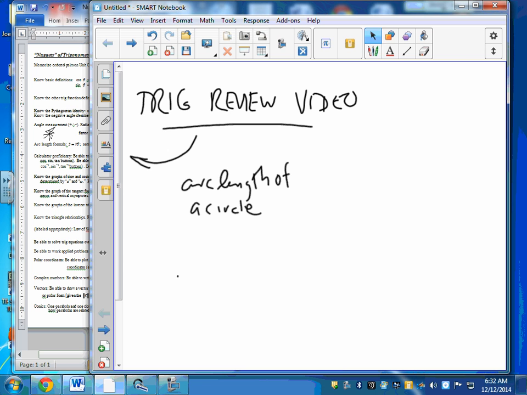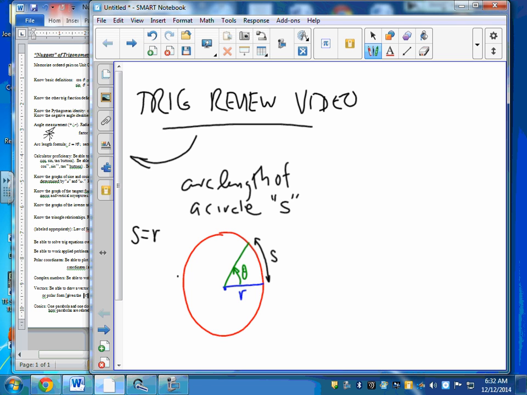so picture a circle with a given center and radius, and an angle, a central angle with a given measurement here. Okay, so you have the angle theta, and your task is to find S. S is the letter we use for the arc length. It's what's the length of that arc right there. And the arc length formula is rather simple. S is simply going to be R theta. And an example of that coming up.